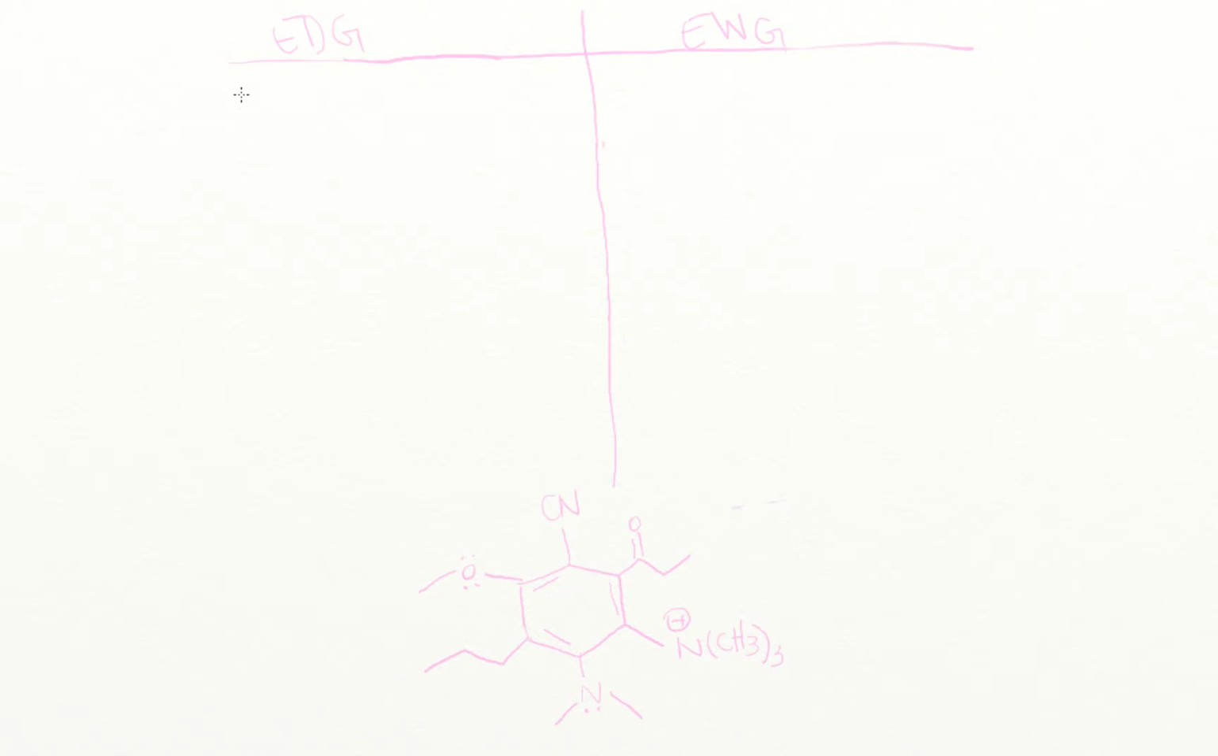Alright, so today we are going to talk about EDGs and EWGs. So lone pairs of electrons would be an EDG. Examples of lone pairs of electrons would be like alcohols, and this oxygen is surrounded by lone pairs. Nitrogen, which also has lone pairs, and it's connected to these two R groups.